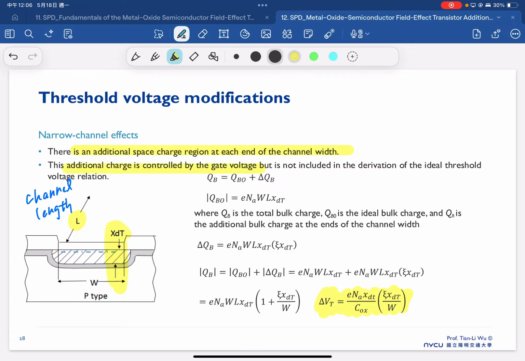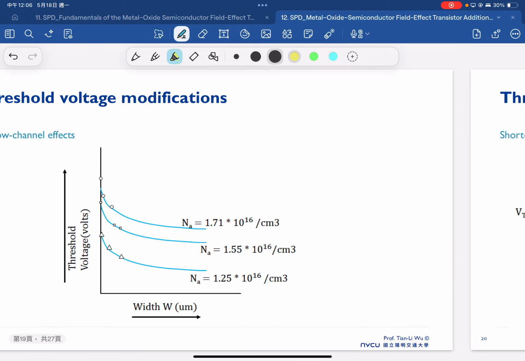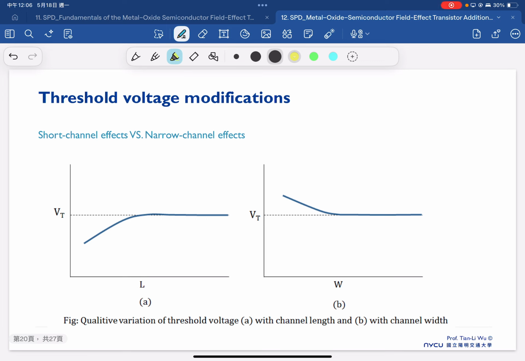So once you see these characteristics, where is the threshold voltage versus the channel width, we see that as the channel width becomes smaller, our threshold voltage becomes larger. And then in the end, this is a conclusion between the short channel effect versus the narrow channel effect here.